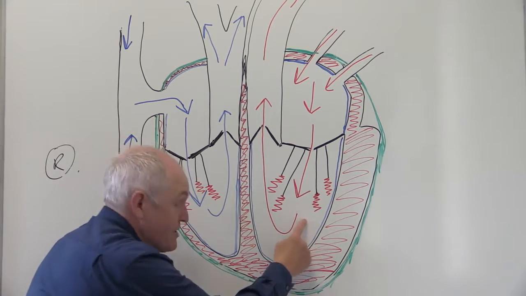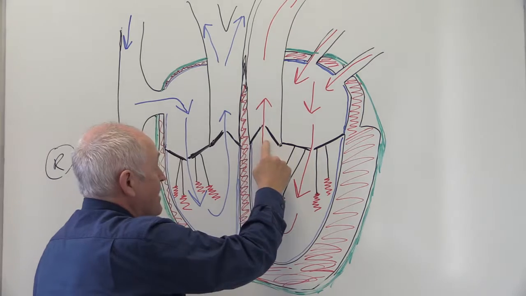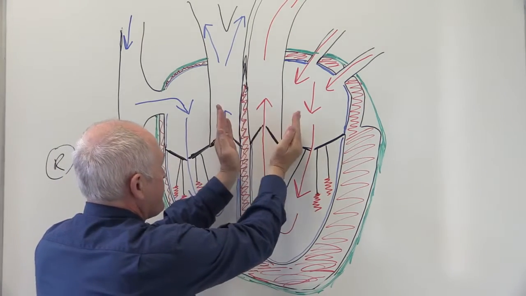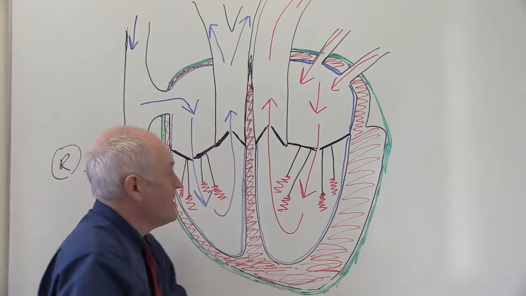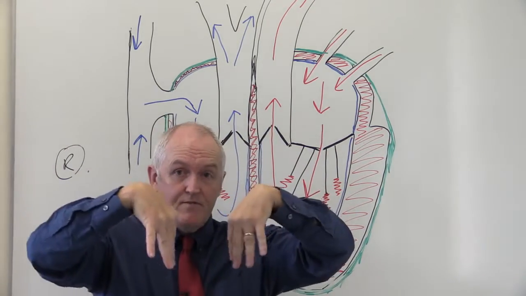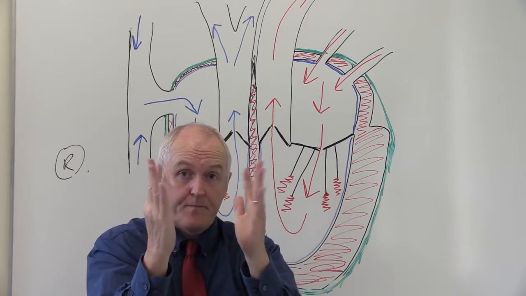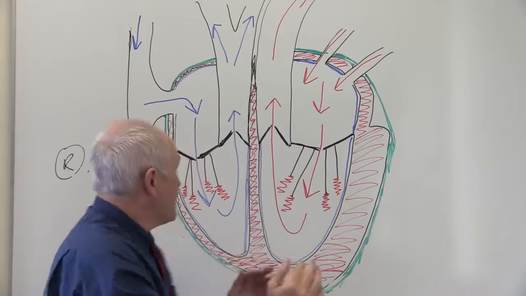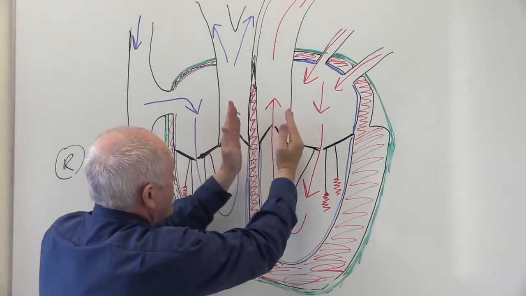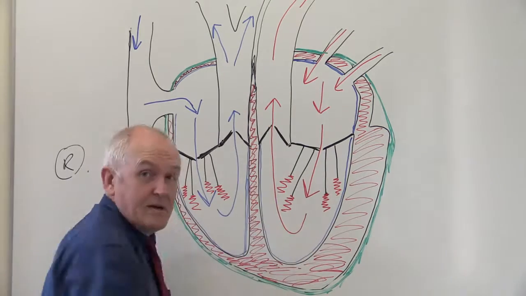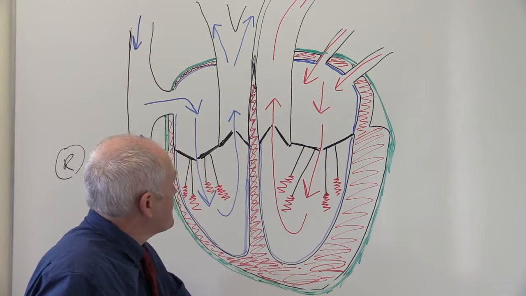But as the pressure here increases, can you see that this valve, the aortic semilunar valve, is going to open up the way, like that. So while the atrioventricular valves open down the way, the arterial valves open up the way, like that. As that valve opens, that's going to allow the blood to go from the ventricle up into the aorta.